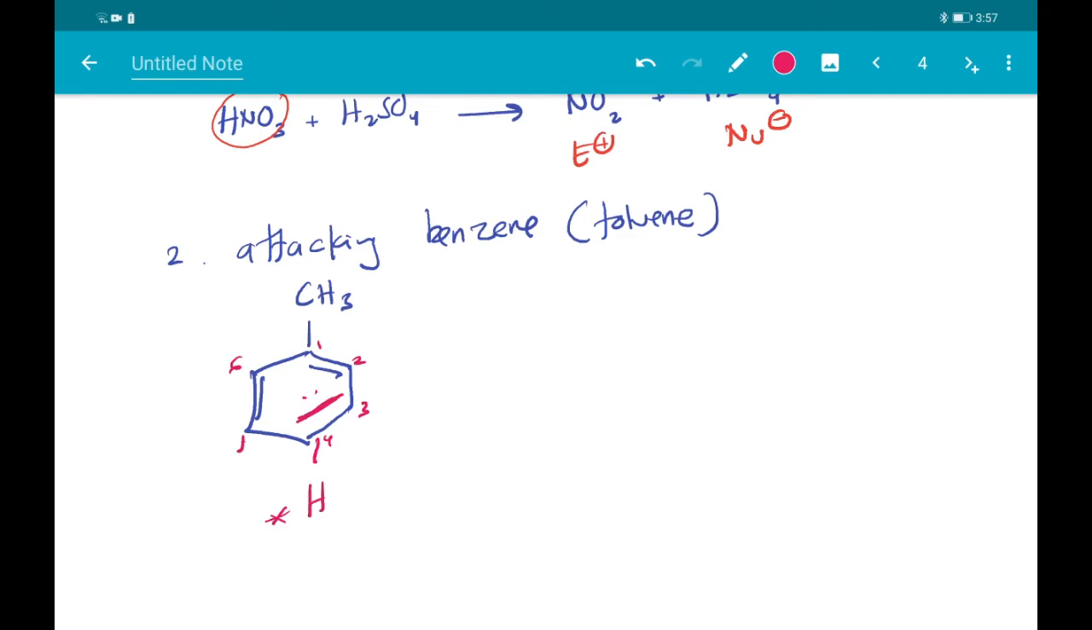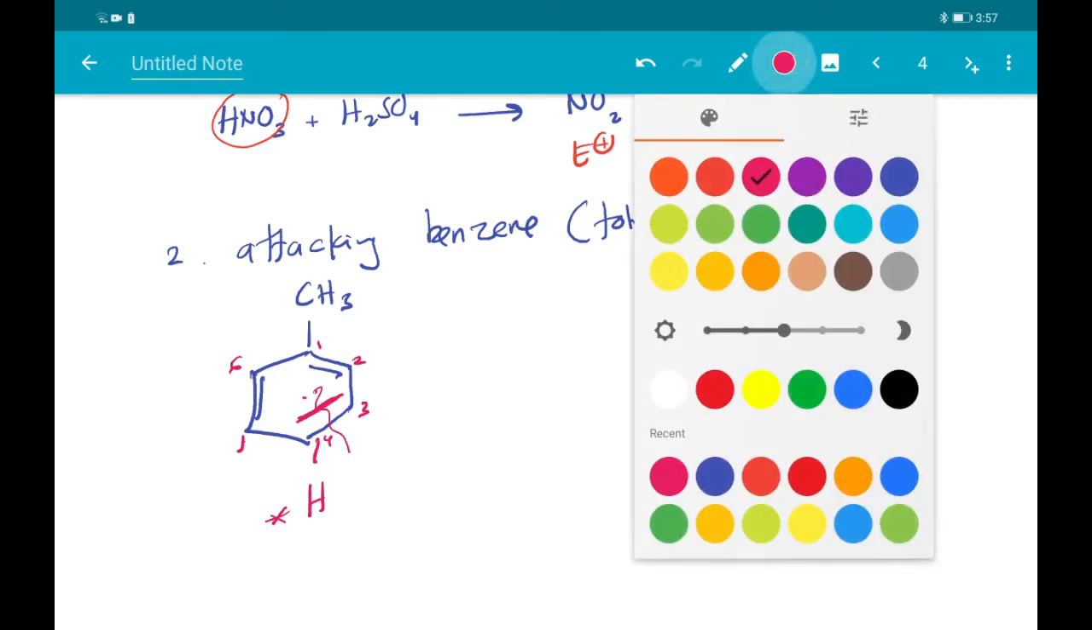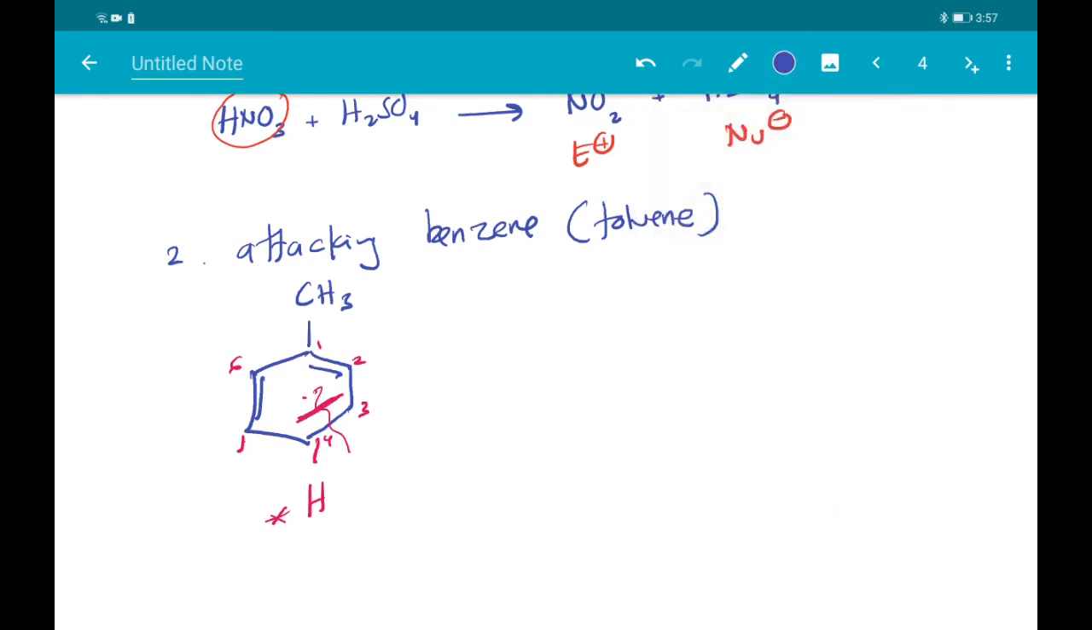So what's going to happen is the bond will be broken because it's going to attack the electrophile that has been produced, which is the NO2 plus. Since the electron is negatively charged, it will be attracted to the NO2. It will produce this intermediate. We just draw back CH3.